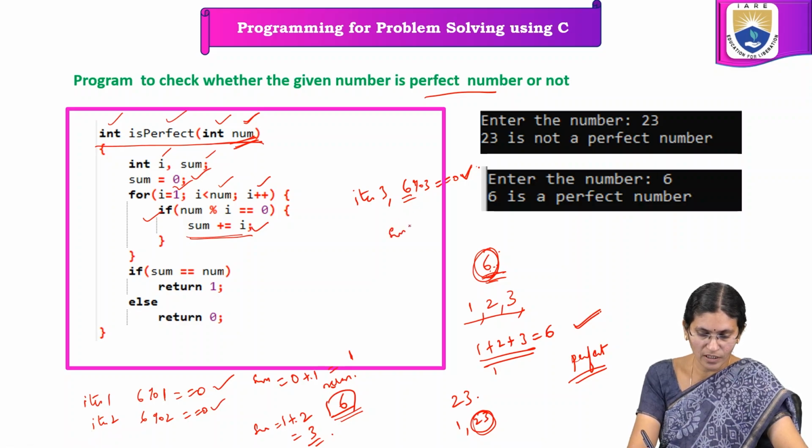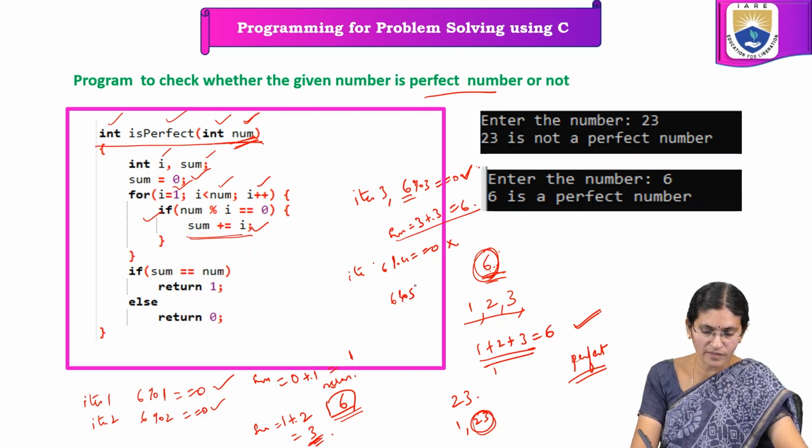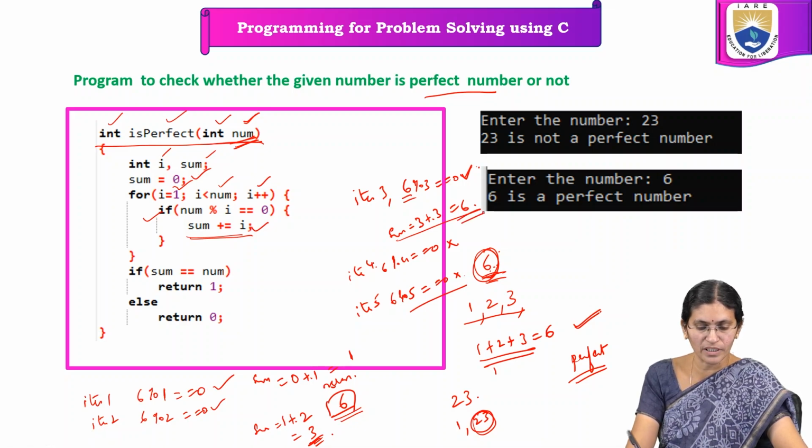So therefore the sum value, already sum has a value 3, so 3 plus this 3 is equal to 6 now. Next, 6 mod 4 is equal to 0. This condition is false, so sum will not be incremented. Next, 6 mod 5 is equal to 0 is checked in the next iteration. So this is 4, this is 5. This is also false, so the sum value is not updated here.